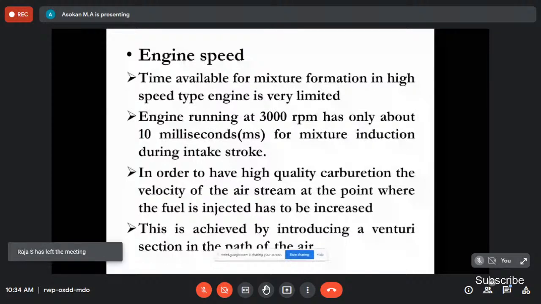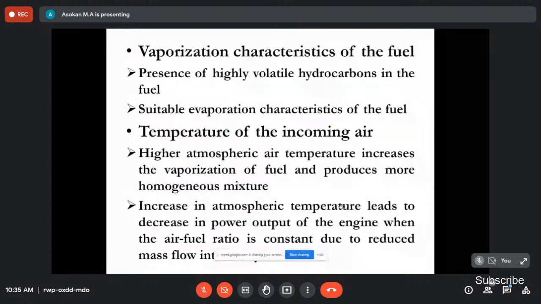So we need a special shape of the carburetor in order to have high quality mixing. The velocity of the stream at the point where the fuel is injected has to be high. So how do we increase the velocity? By providing a constriction. I will show you the diagram. Next, the volatility characteristics of the fuel: volatile hydrocarbons affect the carburation.